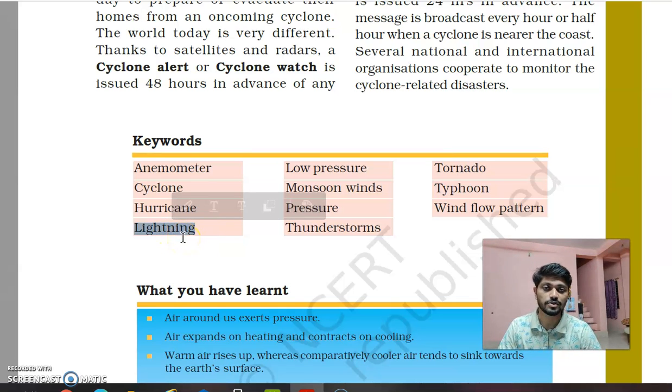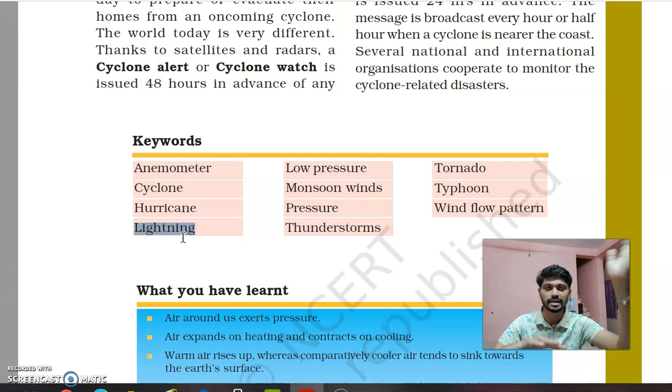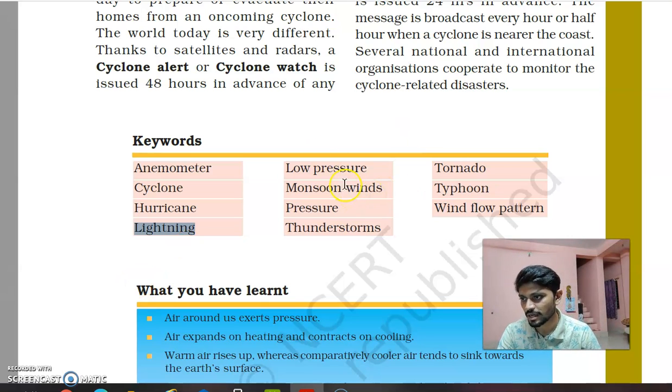Lightning. During thunderstorms, we have lightning. What is lightning? Because of some negative and positive clouds, we have the exchange of electrons from one cloud to another. This is nothing but lightning. We do not have the scientific reason of lightning in this chapter, but just for your knowledge, there are certain clouds which are negatively charged and certain clouds which are positively charged. So positive and negative attract each other, and when they meet, there is lightning.